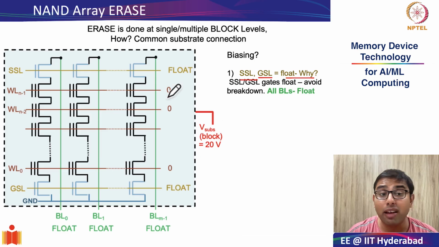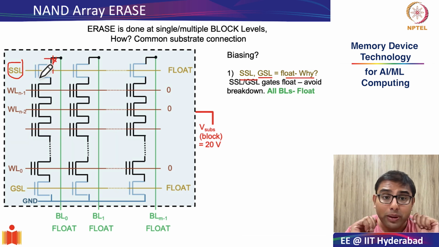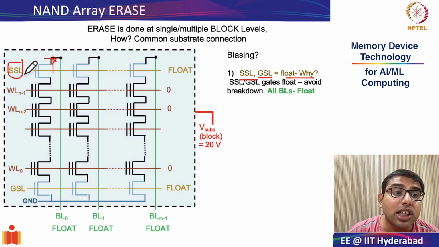Because you are going to apply a very large bias at the substrate. Now, if you apply a very large bias at the substrate and there is some finite voltage on the gate terminal or even at the drain terminal, there is a chance that this particular transistor, when you see plus 20 volts, may just break down.